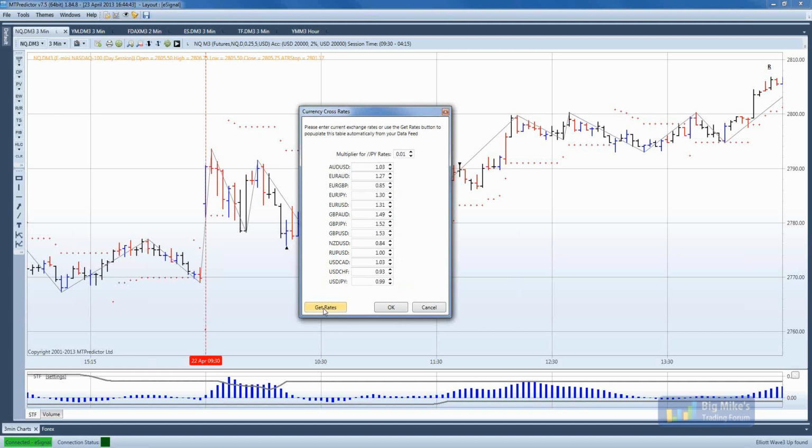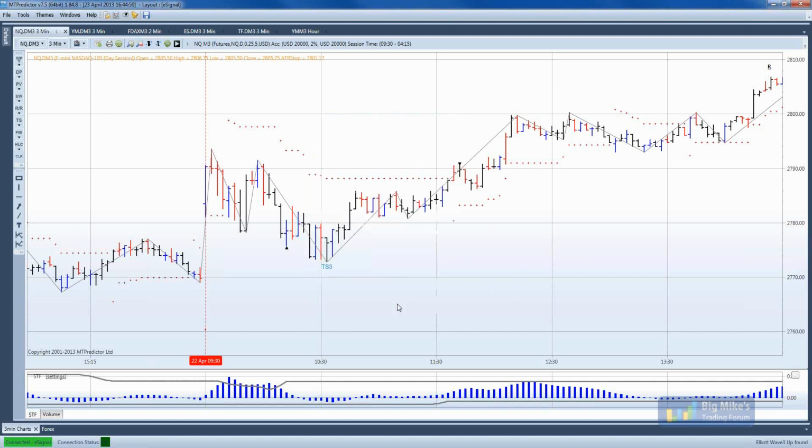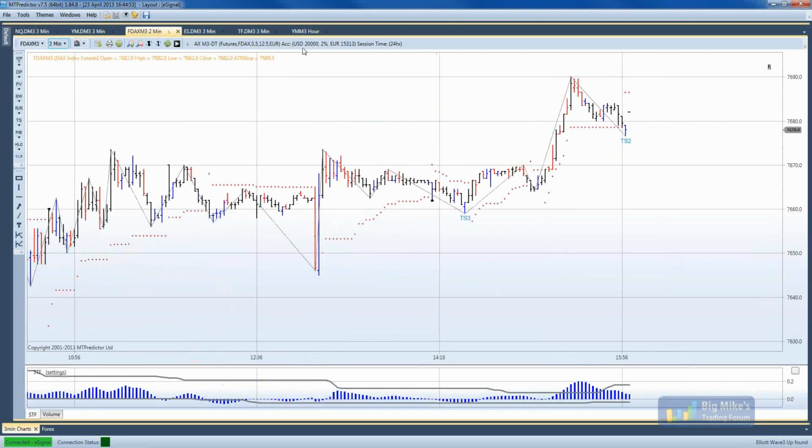Now, you may say, what's the point of that? Well, we know from here that the euro US dollar currently is about 1.31. So when I go to my DAX chart, if you look at the top, we have 2 figures here. The first figure is our account currency, which we assume to be our broker's. The next one is adjusted by the euro US dollar rate in this case, because the DAX is traded in euros. So this equates to $15,000 at what we call a chart currency.